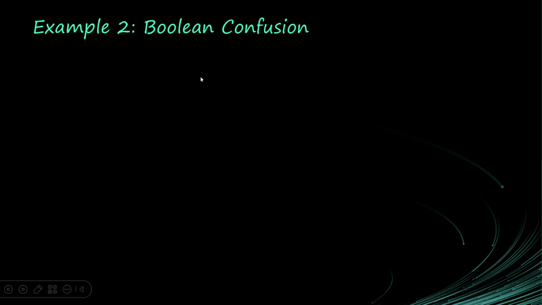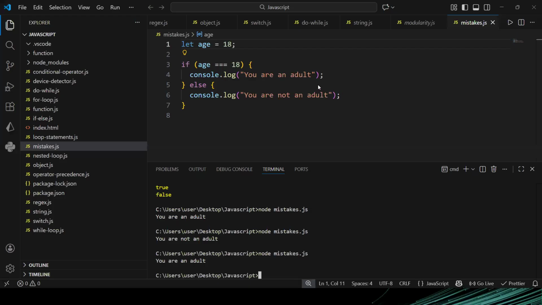So now let's take a look at another one, the Boolean confusion. So remember, there is something we call truthy value and there's something we call falsy value. So let me show you. And like I said, if you want to learn this, I have some tutorials that will teach you all this. So let me show you this thing.